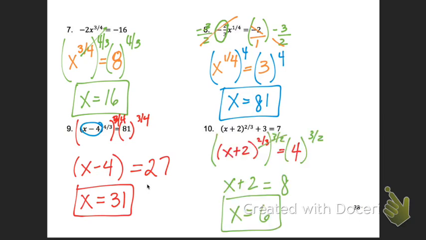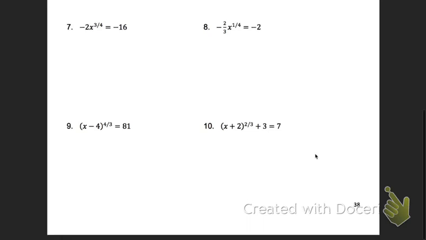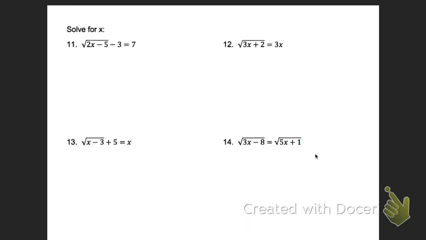Okay, how do we feel about these? Y'all are killing these. Yeah, we're killing them. All of them. Means you're dominating. Alright, let's look. Solve for x.